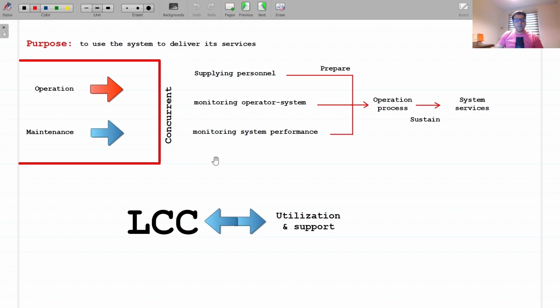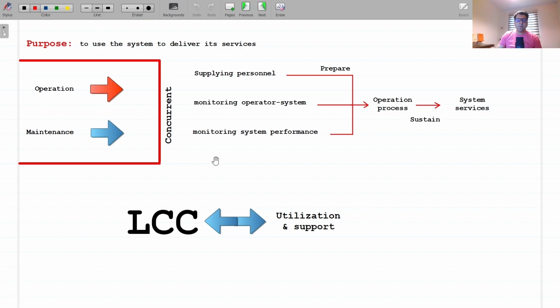The purpose of the operation process is to use the system to deliver its services. This process is often executed concurrent with the maintenance process. The operation process sustains system services by preparing for the operation of the system, supplying personnel to operate the system, monitoring operator performance, and monitoring the system performance.